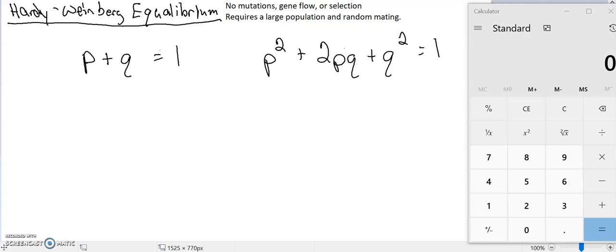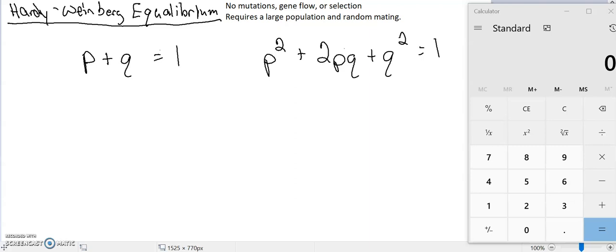So under the Hardy-Weinberg equilibrium, in order for evolution to have not occurred, the population we're looking at can't have any mutations, cannot have any gene flow, which means that it can't have individuals sneaking from population to population. There's also no selection, no survival of the fittest kind of concept. And there has to be a large population, and we have to have random mating, which means the individuals don't really get a choice in who they mate with. It's just random.